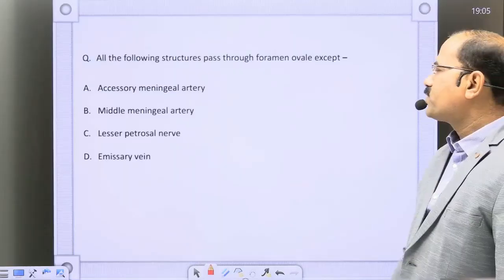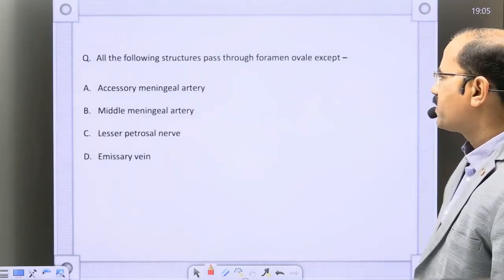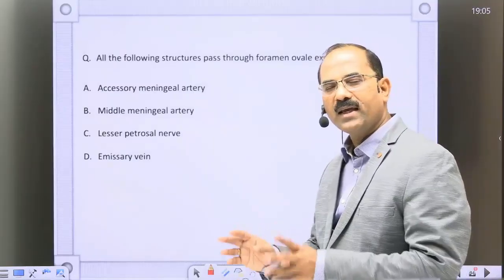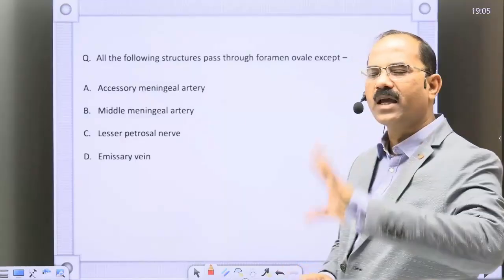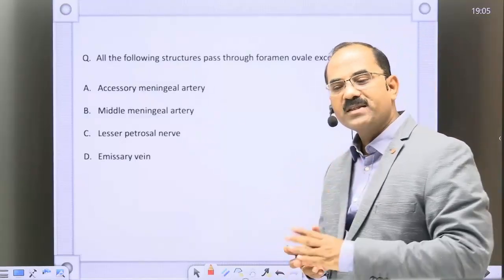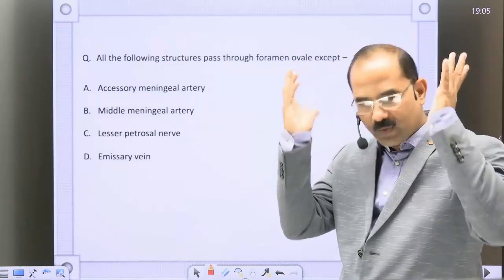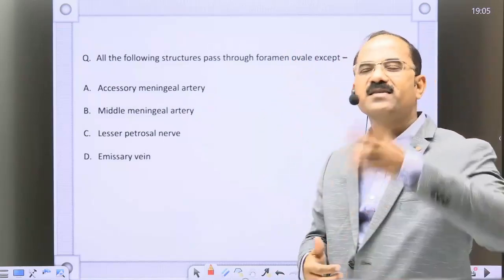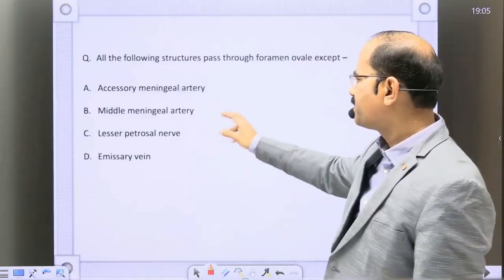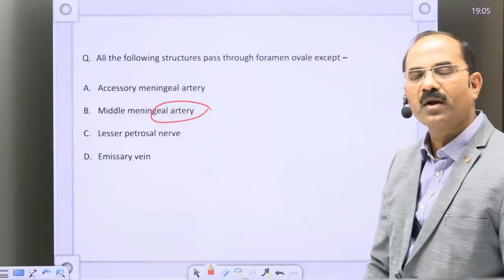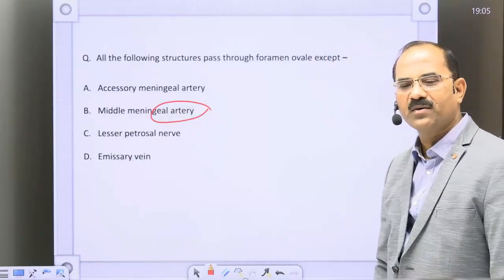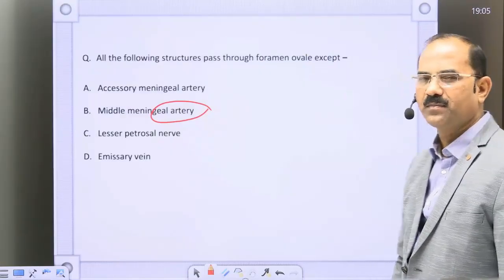All the following pass through the foramen ovale except... Or just remember the mnemonic MALE: mandibular nerve, accessory meningeal artery, lesser petrosal nerve, and E is emissary vein. What are emissary veins? The veins which connect the veins outside the skull with the veins inside the skull. They are known as emissary veins. So the answer for this is the middle meningeal artery. It passes through the foramen spinosum. Perfect.